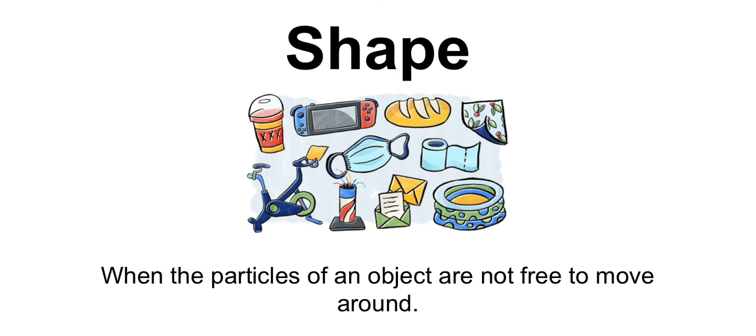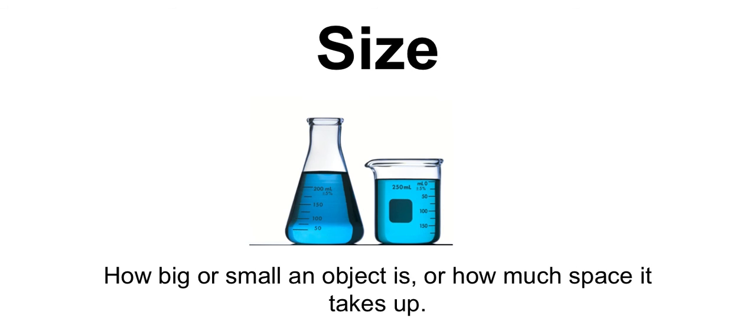A shape is when the particles of an object are not free to move around. So it will have its own shape when the particles are going to be stuck kind of where they're already at. And size is how big or small an object is or how much space it can take up. So we can have things that are really big sizes or things that are really small sizes.